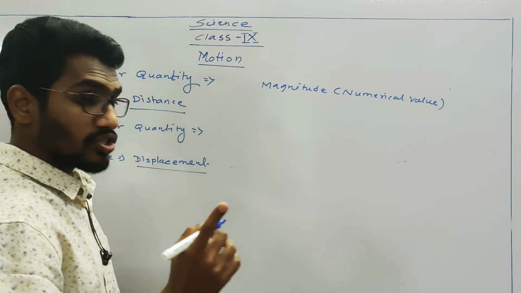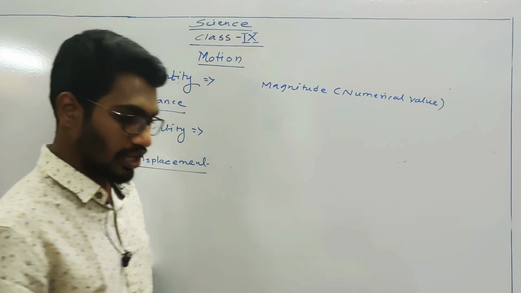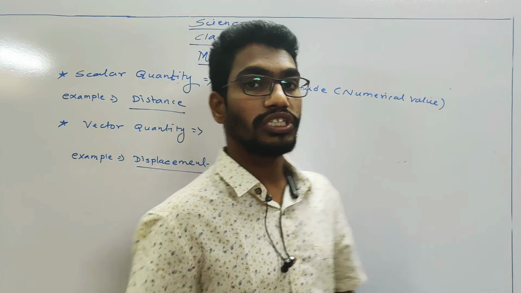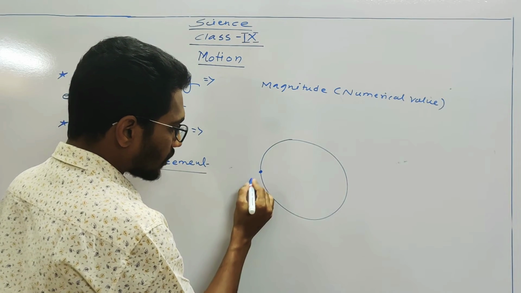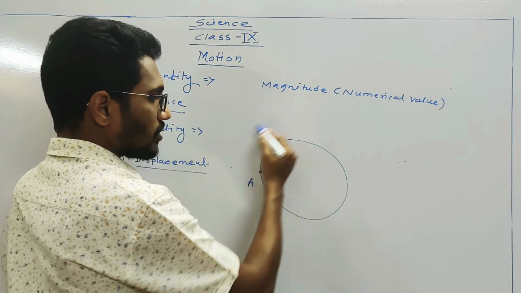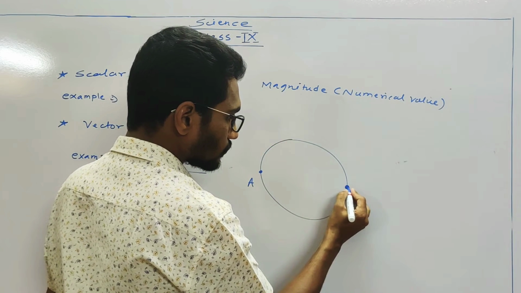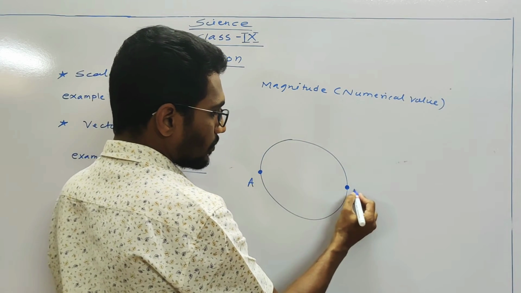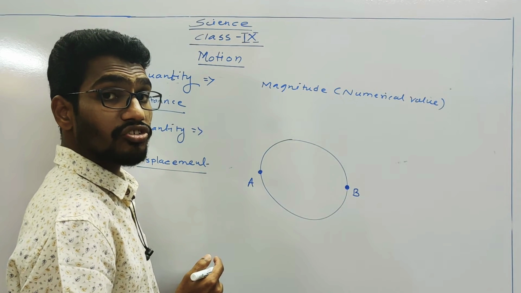Then how? See, to verify this, displacement requires a direction. It is the shortest distance measured from initial position to final position. For example, if an athlete starts from point A, it travels one round, another round, third round, also it reaches point A, and 3.5 rounds. Is it clear? A will be the initial position, B will be the final position. Now think about the distance travelled.